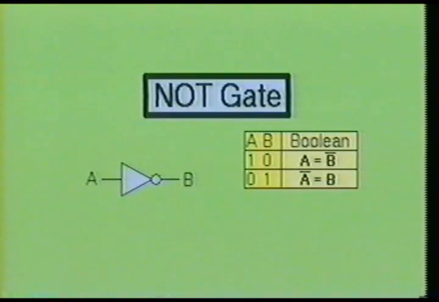Here we see the inverter, or NOT gate as it is sometimes called, with its truth table and Boolean table. As you can see from the truth table, when input A is high, output B will be low. This is easily expressed as A equals not B. And when we reverse the input and make A low, output B becomes high. In Boolean, this becomes not A equals B.